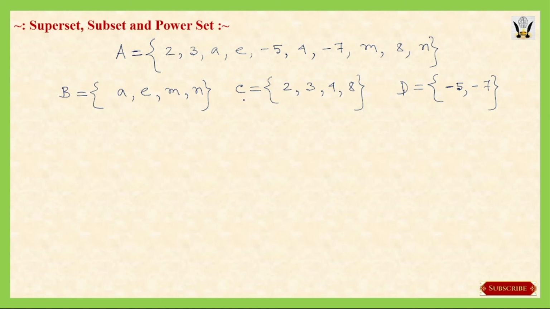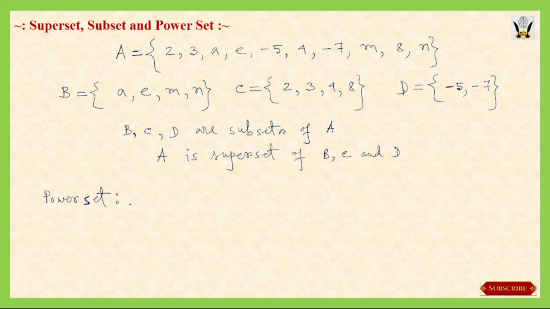Similarly, here also we can say that all the elements of set C belong to set A, and that holds for set D also. So the conclusion we can draw here is that B, C and D, all these three sets, are subsets of A. And on the other hand, we can also say that A is a superset of B, C and D.